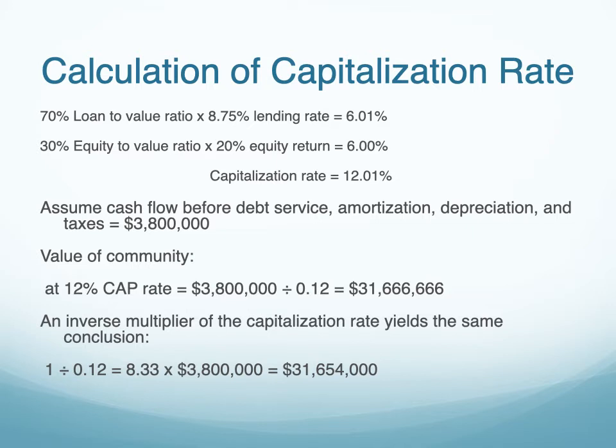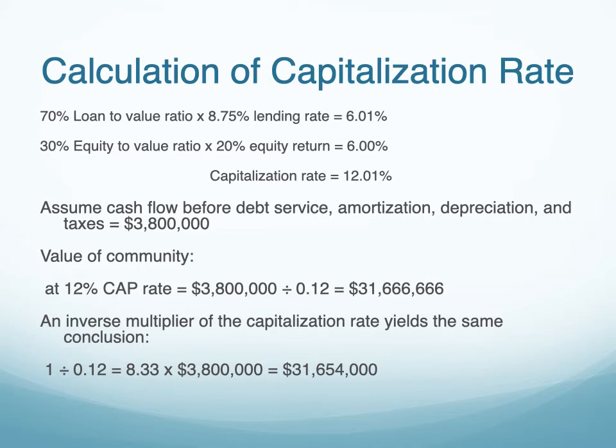So let's use this in an example. Let's assume your cash flow before debt service, amortization, depreciation, and taxes, or your EBITDA, is $3,800,000. So let's figure out what your value of the community would be. So at 12% cap rate that we calculated up above, you take $3,800,000 and you divide by 12%, or divide by 0.12. And that equals 31,666,666. So that's how much your project is actually worth if you were to sell it based on a 12% cap rate using those ratios above.